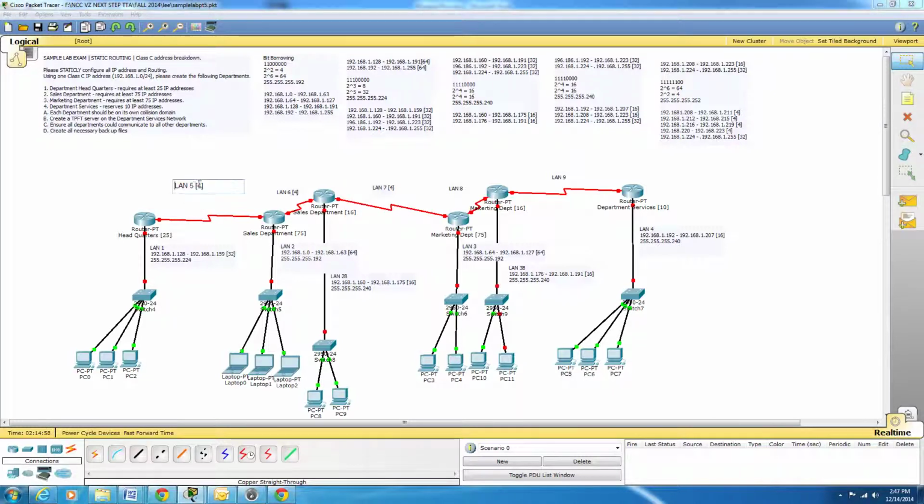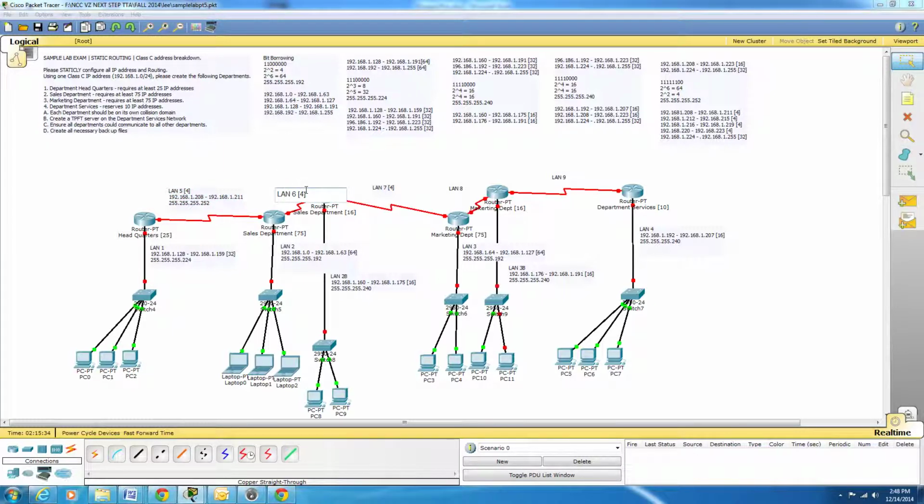So for LAN 5, your IP address would be 192.168.1.208 all the way up to 192.168.1.211, and your subnet mask would be 255.255.255.252, and that should be it for you. Very good. I'm liking that right there.